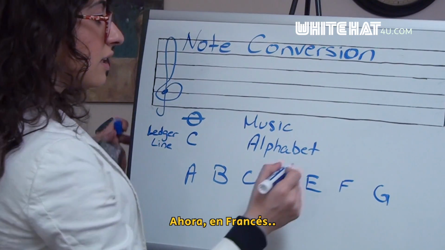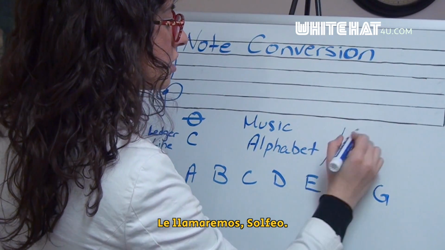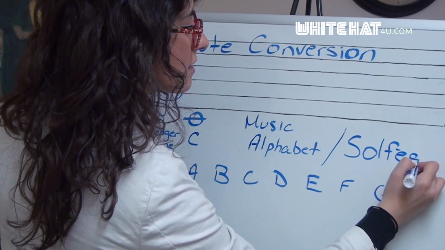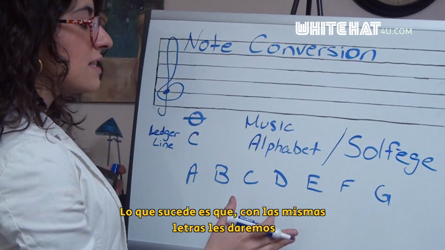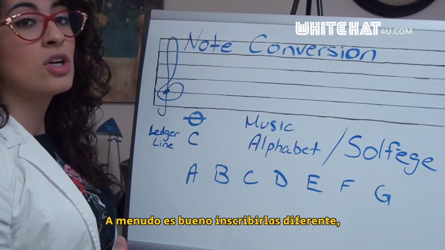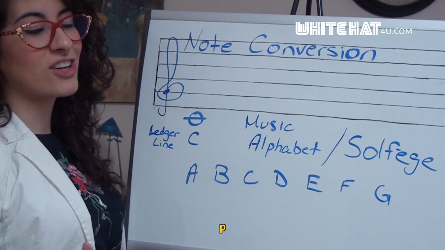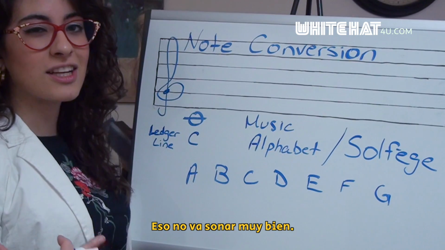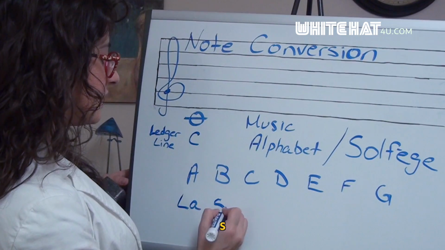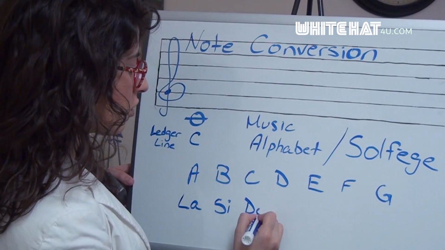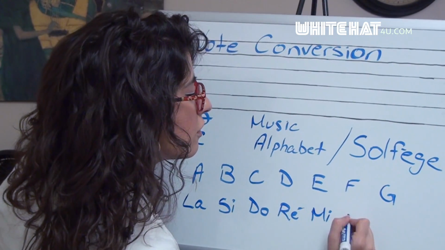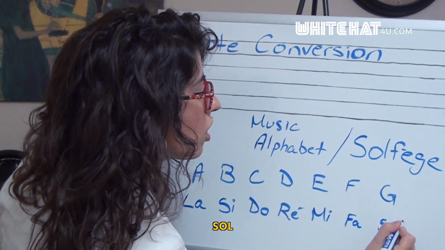Now in French, we would call it solfège, as I mentioned earlier. Solfège, like this, okay? What happens is we take these same letters and we give them a fancier or nicer name, I suppose, to sing with. So oftentimes it's really nice to sing on these letters because to sing on A, B, C, D doesn't really sound that good. So in French they use these. La, Si, Do, Re, Mi, Fa, and Sol.